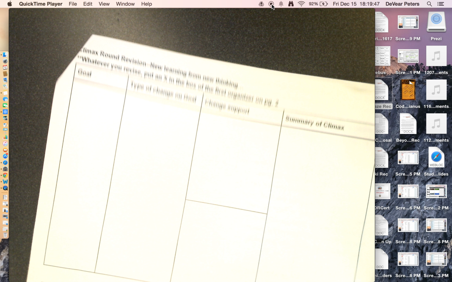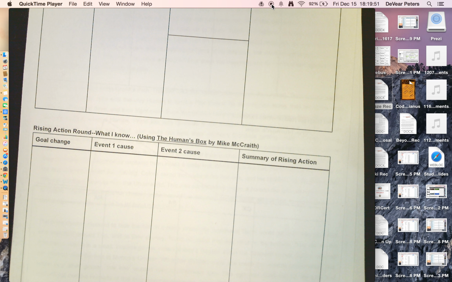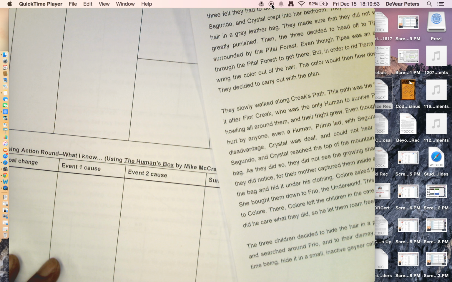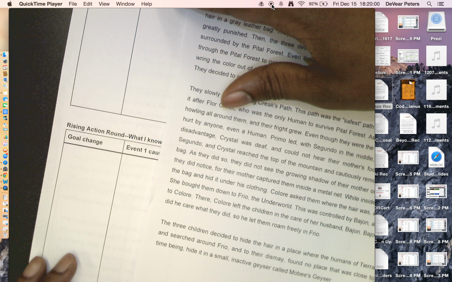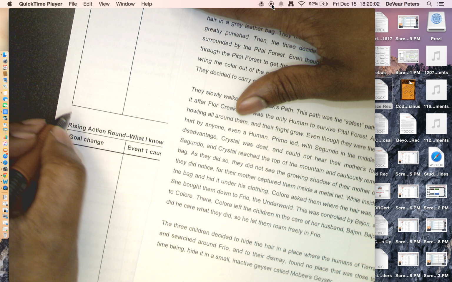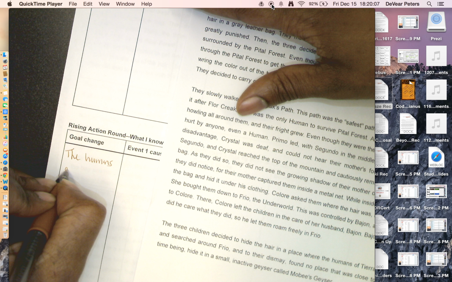And what we want to do with the rise in action is now go to the moments that led up to that climax, the things that caused that climax to happen. So the first thing we want to do is actually put the goal change, which is the humans get color.